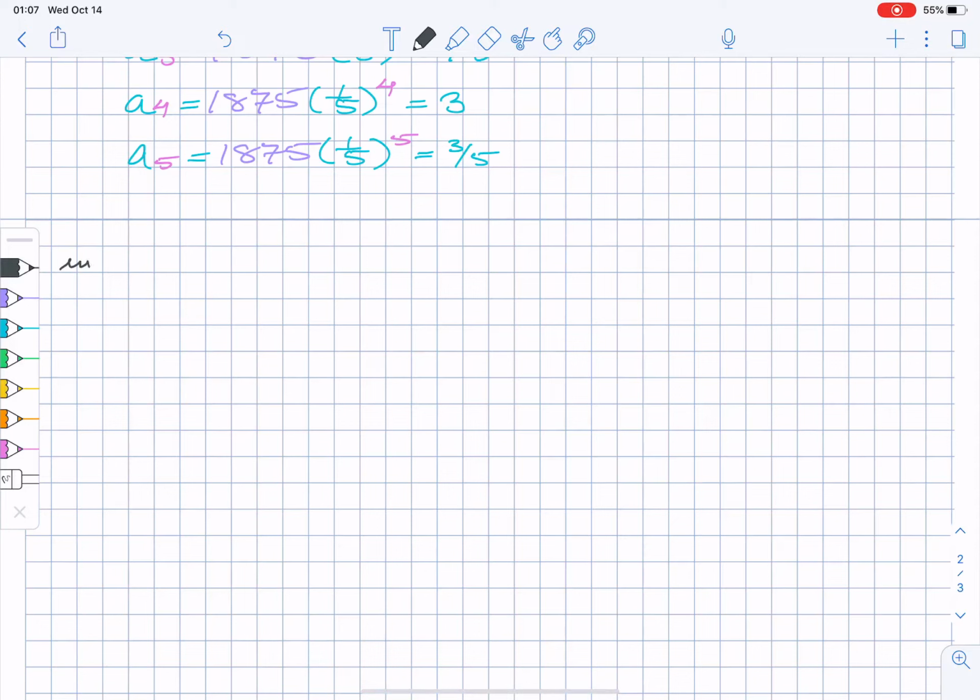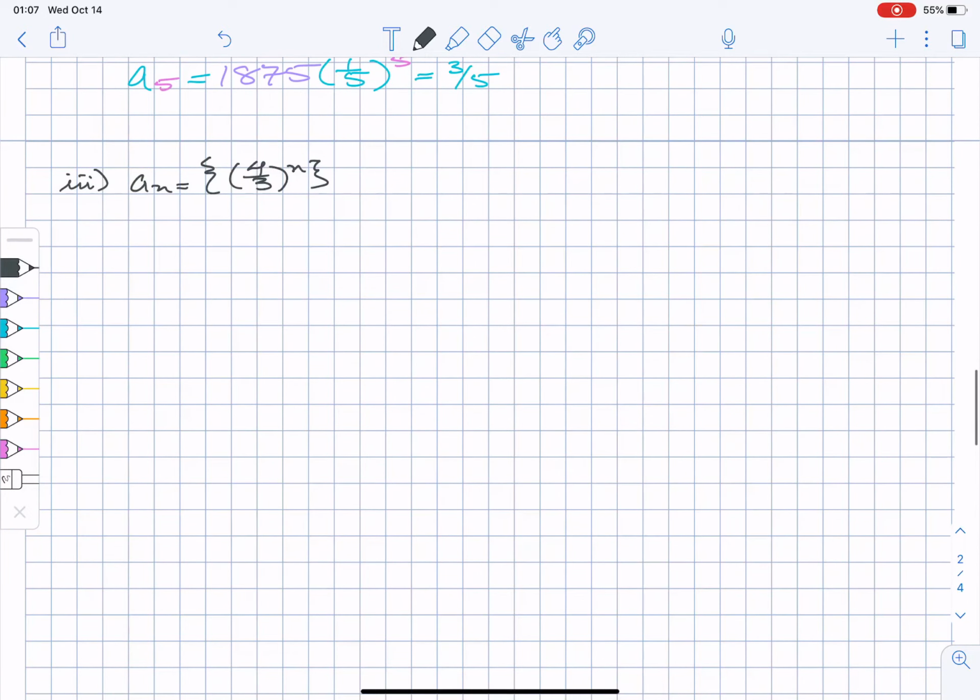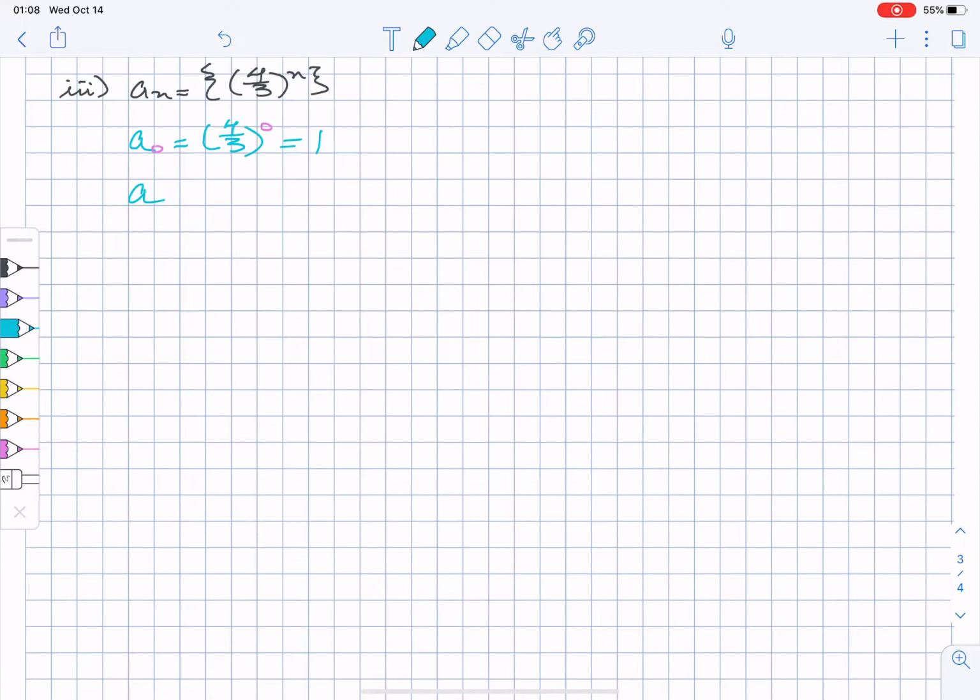So number 3, let's say we have that a sub n is going to be the fraction 4/3 to the nth. Okay, so let's say we have that a sub 1. Sorry, we're starting with 0. So we have the quantity 4/3 to the 0 power. Anything to the 0 power, of course, is 1 besides 0 itself, but you'll worry about that next semester. So a sub 1 is going to be 4/3 to the 1st power, which of course is just 4/3.